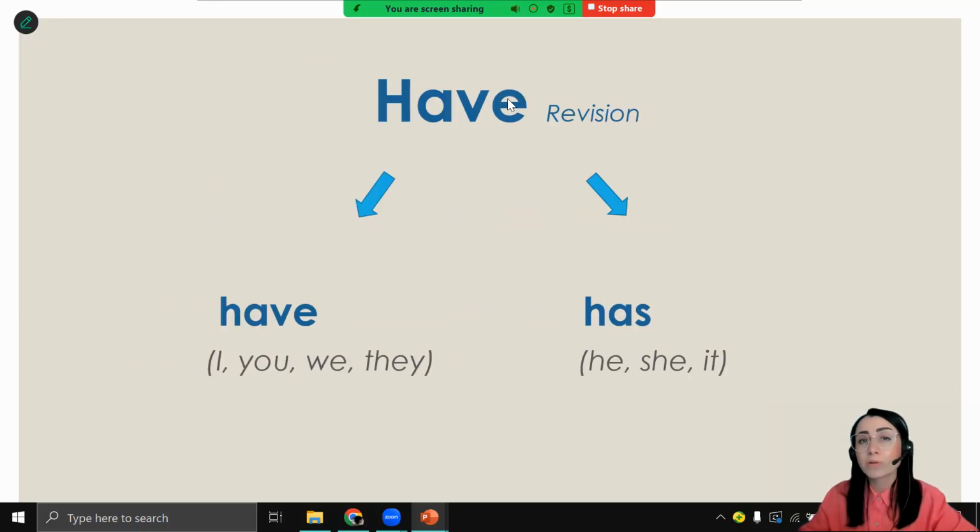Do you remember how to use the verb have? Have means to own something, to be an owner, to possess something. For example, I have an iPhone. I have glasses. He has an expensive car. They have a dog. When we speak about I, you, they, we use the verb form have. When we speak about he, she, it, we use has.